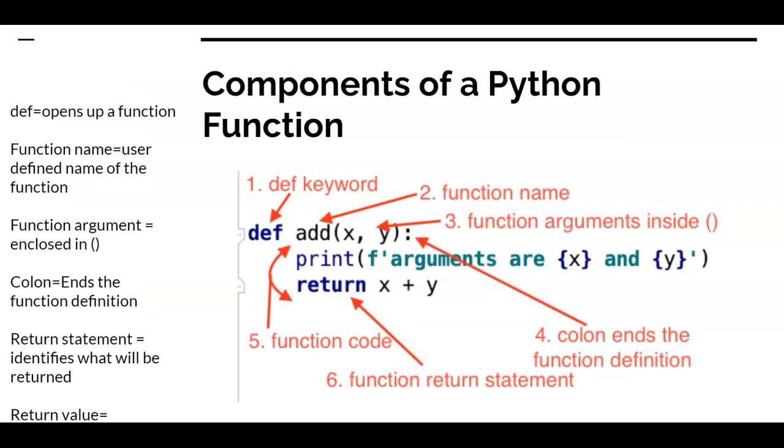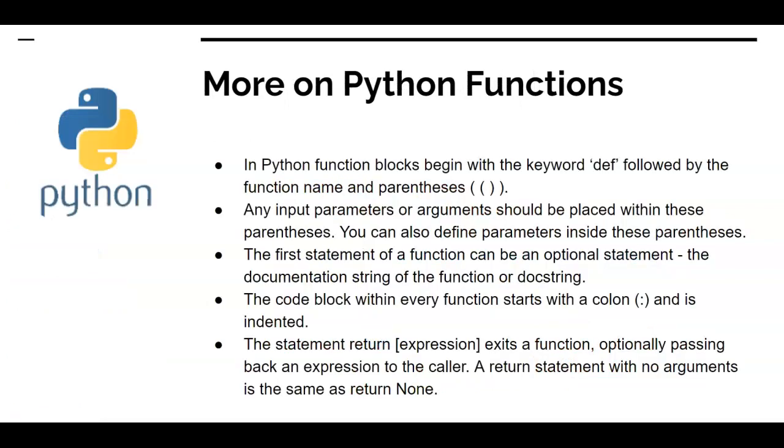Here are the components of a Python function. First, we have a definition word, def, so you define the function starting with def. Second is the function name. In this case, it is add. Third, you have function arguments that are inside the parentheses. Next, the colon ends the function definition. Fifth is the function code. Here we have print and return in the area, and the function return statement, which is return.